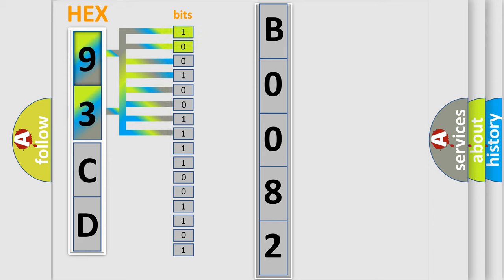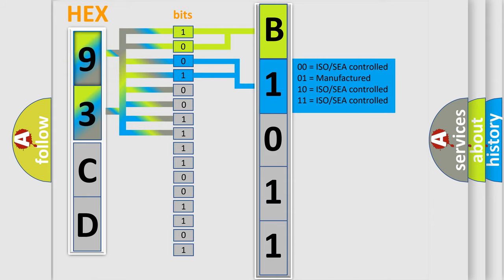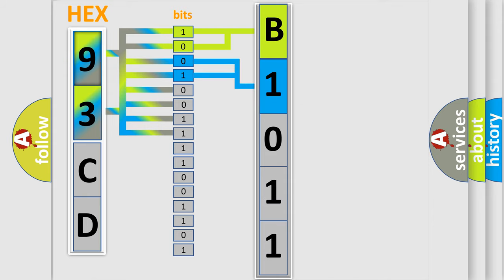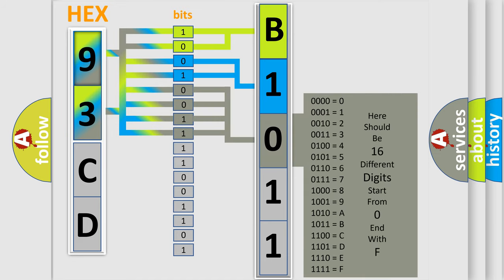And now this is a short description of this DTC code. Ignition voltage is between 9 to 16 volts. This diagnostic error occurs most often in these cases: B0080 for SIS, LF or B0082 for SIS, RF. The SDM has received a knock message from the side impact sensor.